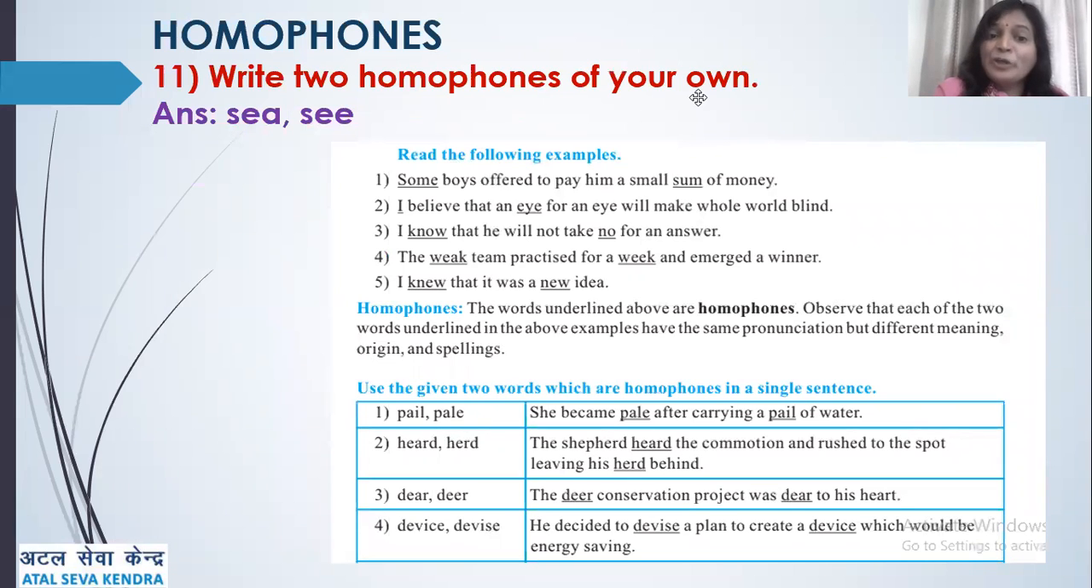All right. I know that he will not take no for an answer. The weak team practiced for a week and emerged a winner. I knew that it was a new idea. So what do you find in these words which are underlined? They have the same pronunciation, but they're totally different when it comes to meaning, origin, and spelling. Similarly, pale, pail, heard, herd, dear, deer, device, devise. They're all homophones, words which have the same pronunciation, but they are totally different.